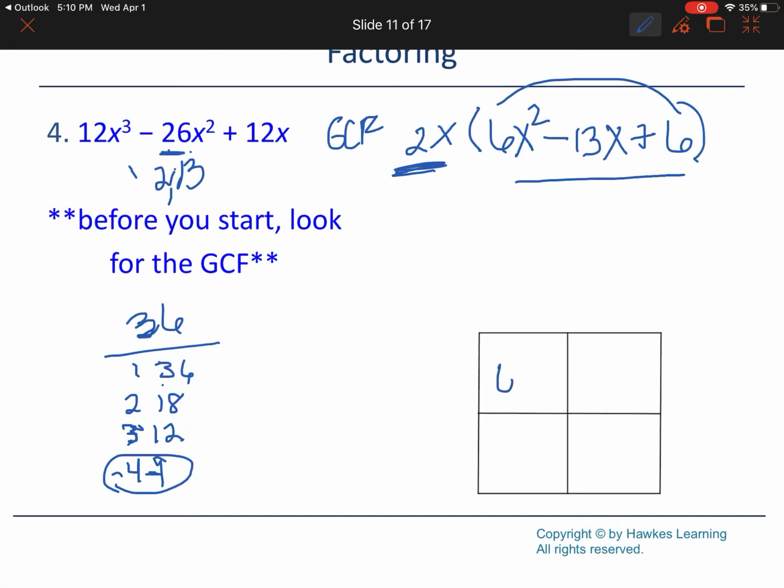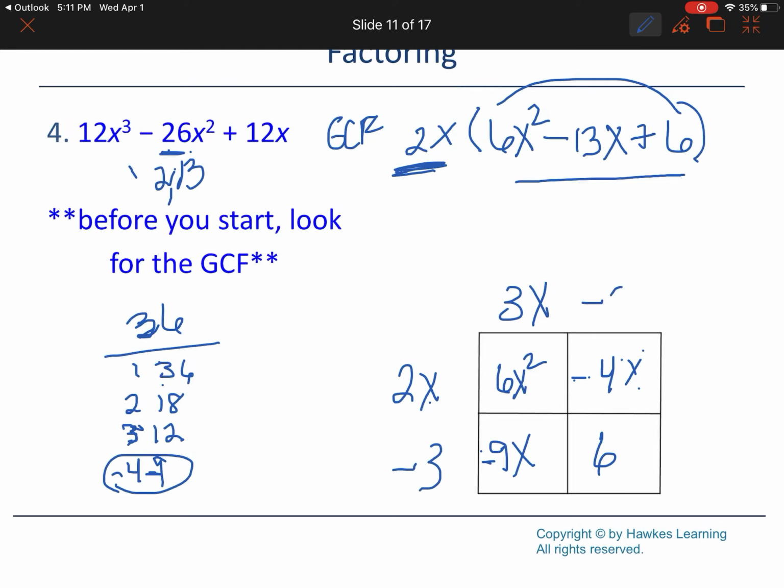Okay, so we put that in here. We have 4x and negative 9x and 6. So we pull out the things that are in common on the top. So it's going to be a 2 and an x. And this will be a 3 and an x. And this will be a negative 3 to make that a negative 9. And this will be a negative 2 to make that a negative 4.